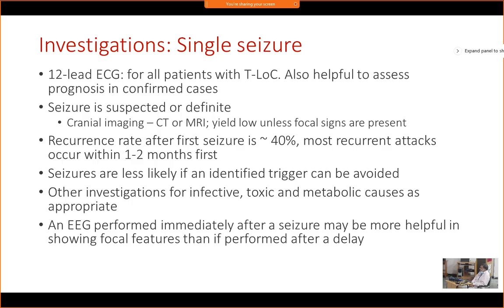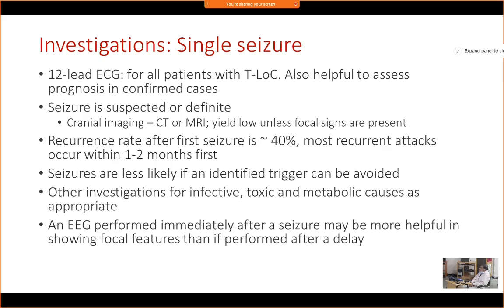If seizure is suspected or it is definite, then you have to do a neuroimaging of the head, either a CT scan or an MRI, to find out whether there are any structural abnormalities which might lead to these seizures.